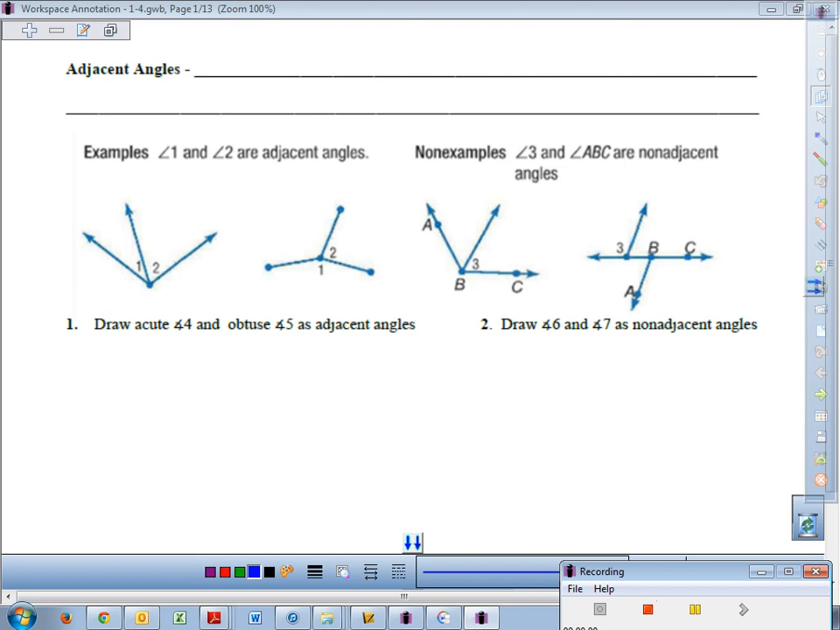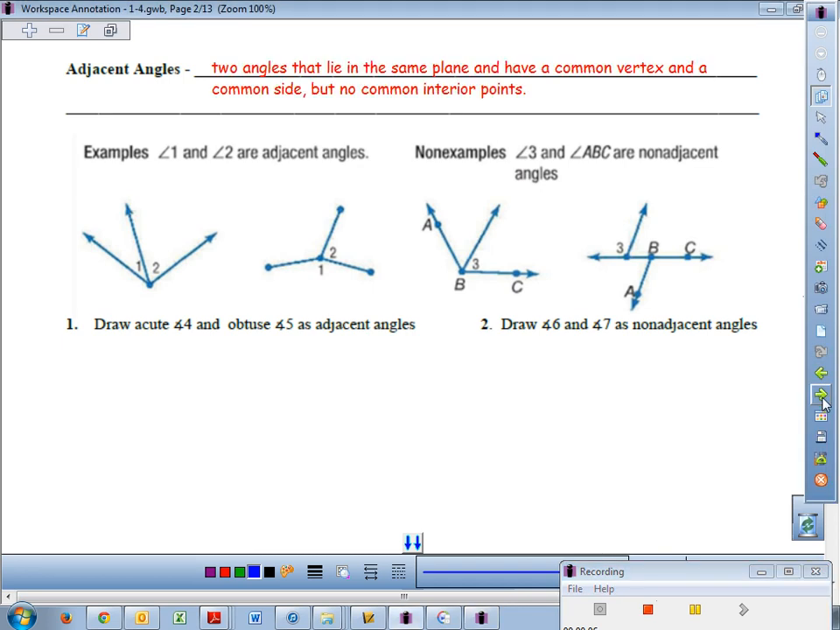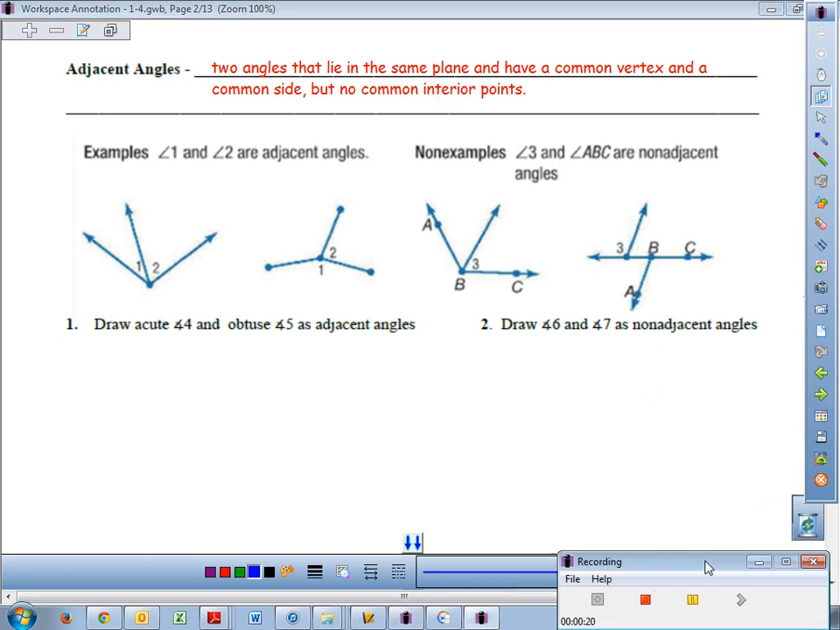Adjacent angles. First, let's define it, then let's talk about it. So here's what adjacent angles are: two angles that lie in the same plane and have a common vertex and a common side, but no common interior points. So you can pause the video and write that down for yourself.